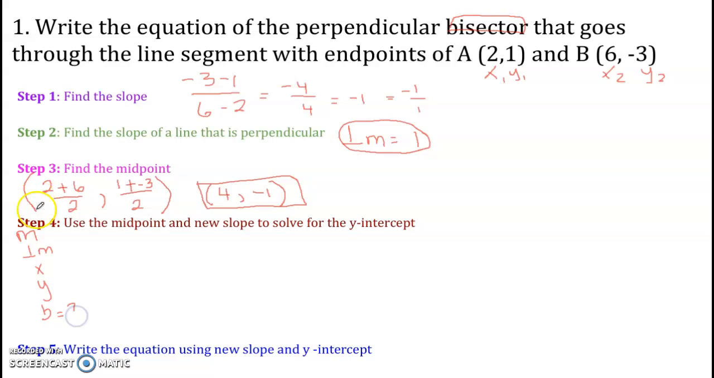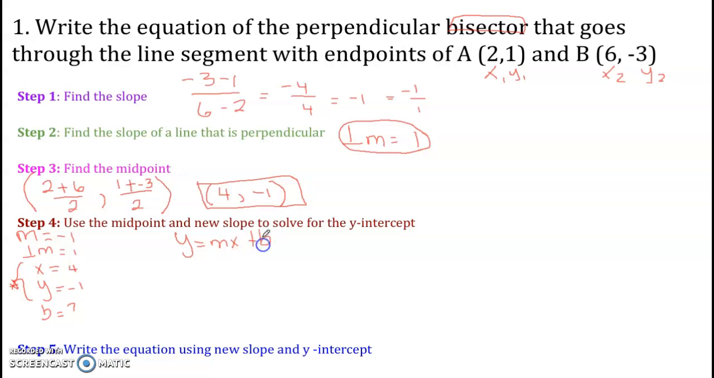So let's fill this out. My slope originally was negative 1. My perpendicular slope is 1. My x is 4, and my y is negative 1. Remember, these are coming from step 3. I go ahead now and substitute this into y equals mx plus b.